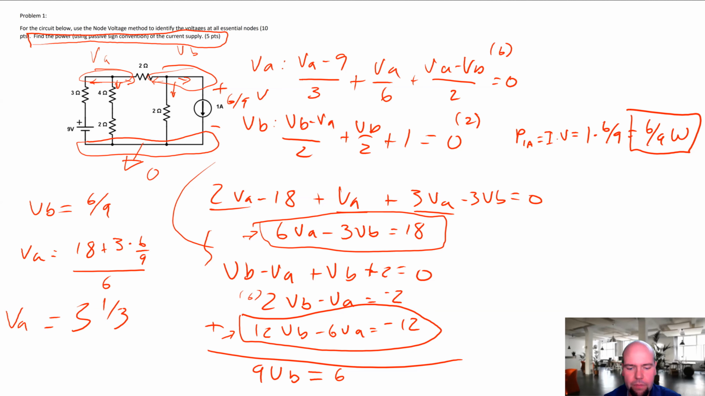So okay, now one thing to note, right? That power for the current supply, so that current supply is dissipating. So it is extracting energy from the circuit. And that happens sometimes, and that's okay.